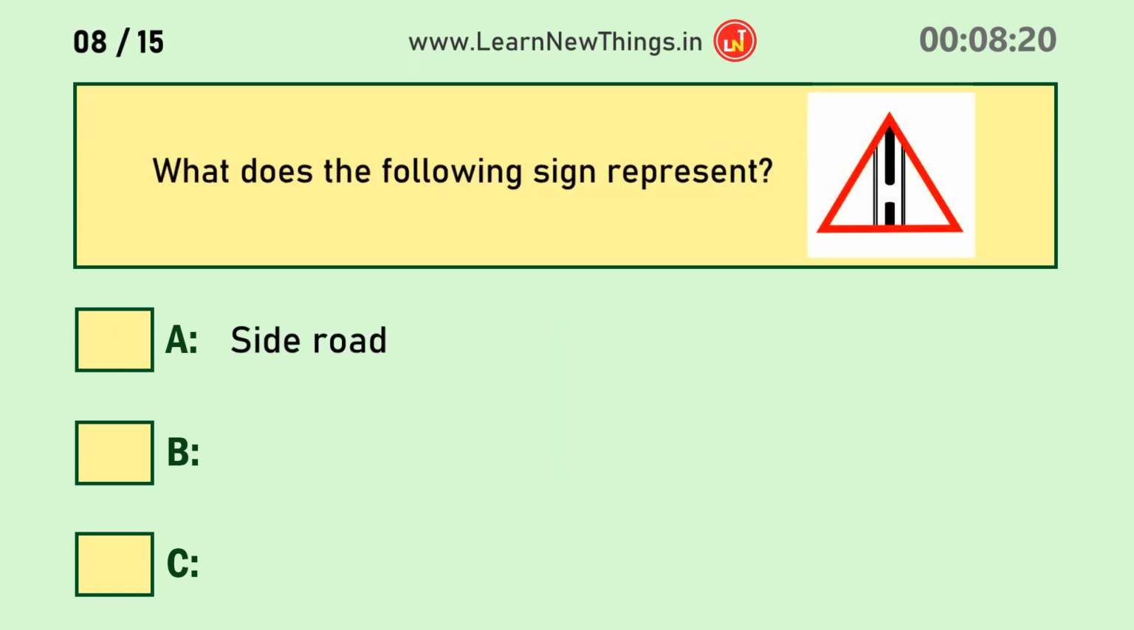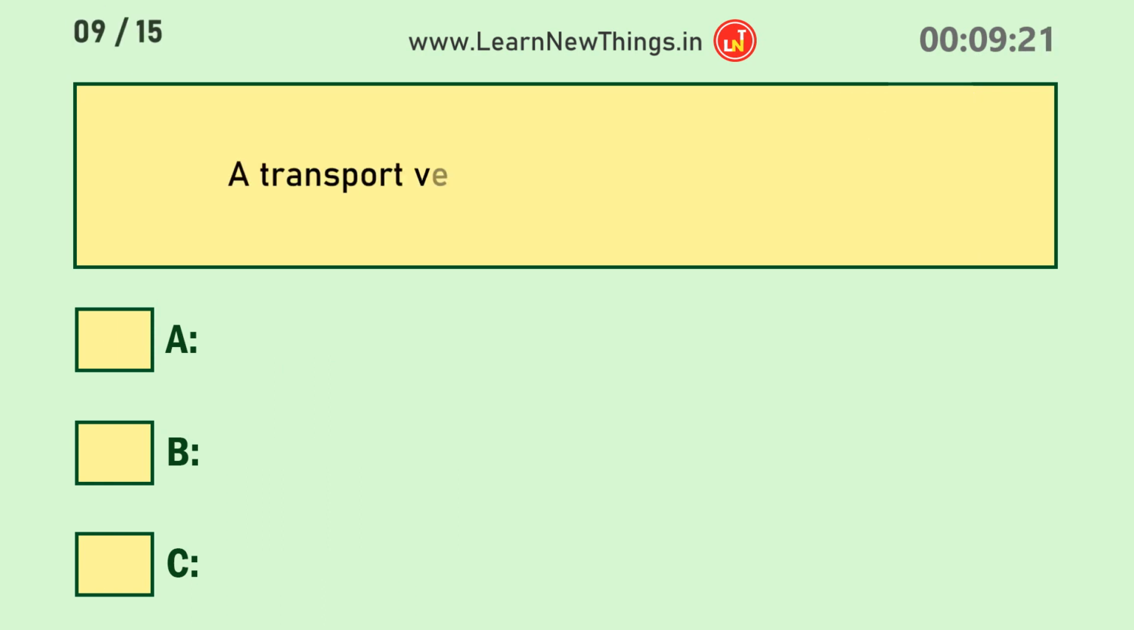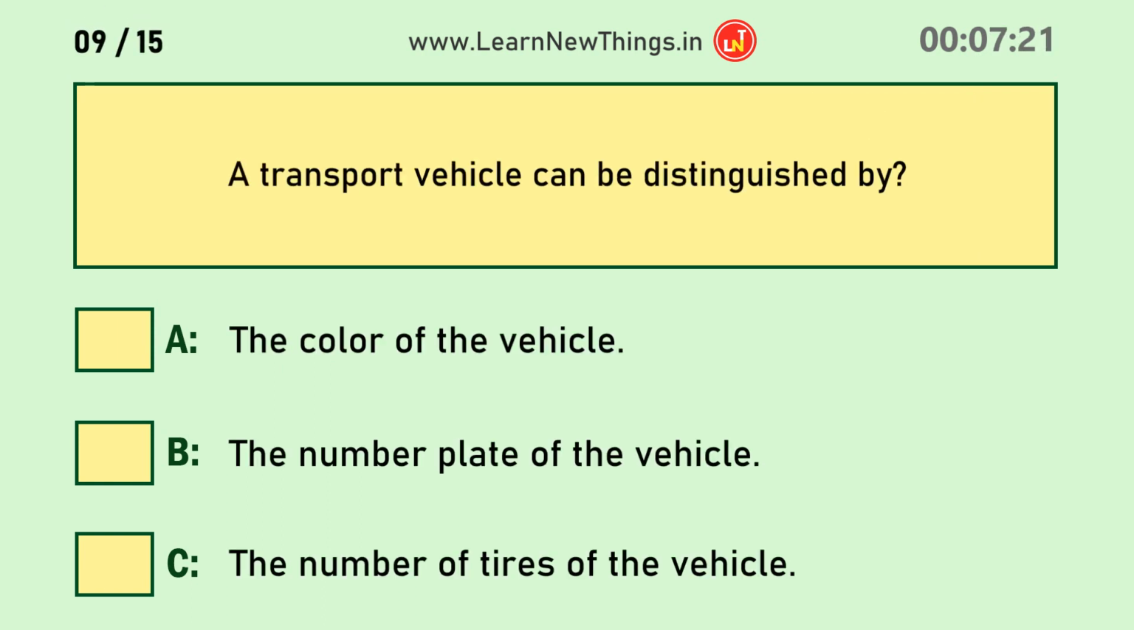What does the following sign represent? Gap in median. A transport vehicle can be distinguished by the number plate of the vehicle.